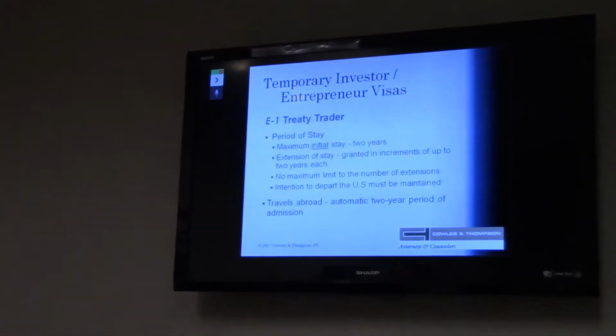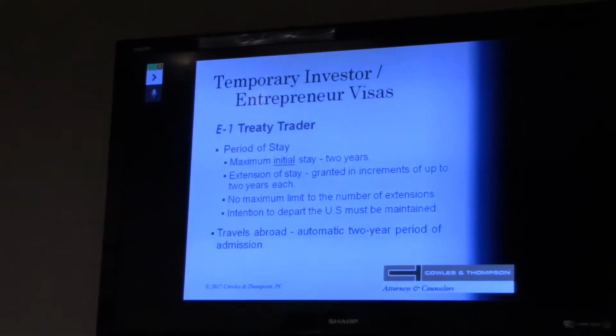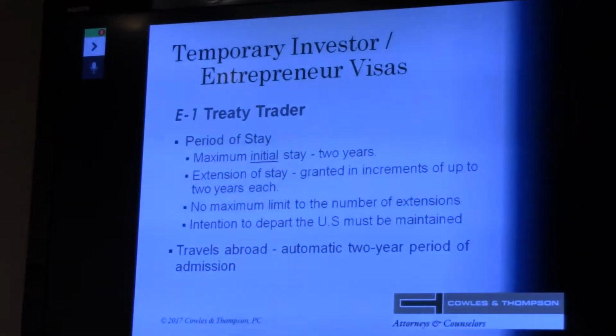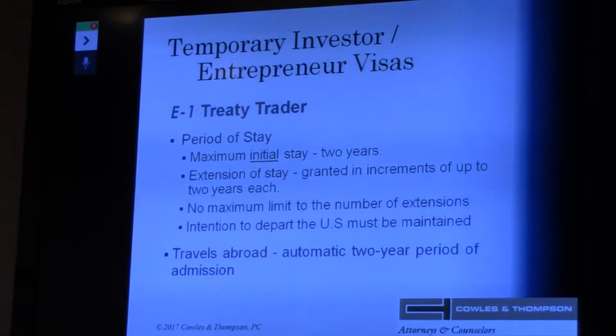Treaty trader, period of stay: an initial stay of 2 years, meaning once the petition is approved, the visa is granted only for 2 years at the beginning. Extensions can also be granted of up to 2 years each increment, and there's no limit on the time or the number of extensions, meaning someone can have an E1 treaty trader visa indefinitely as long as they are able to show that the business continues to meet the E1 treaty trader requirements.